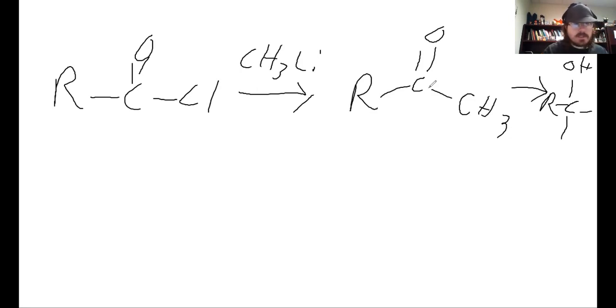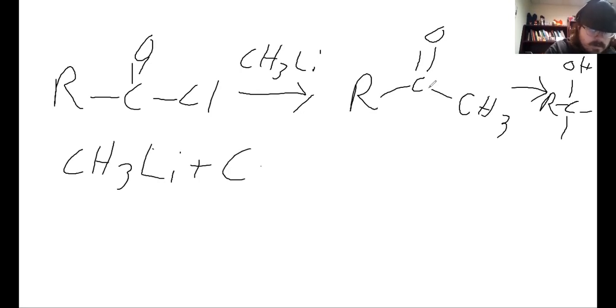And we've done this. We talked about this earlier. We use lithium dialkyl cuprates, where instead of using methyl lithium or something like that, we would mix our methyl lithium or whatever our group is with copper chloride, or copper iodide, sorry.